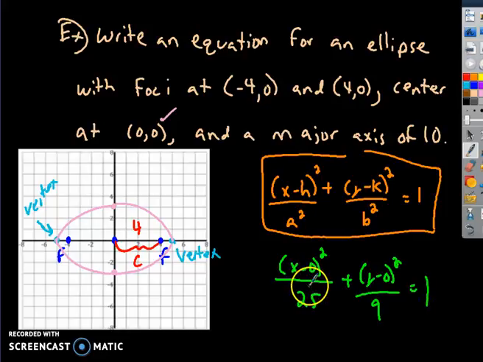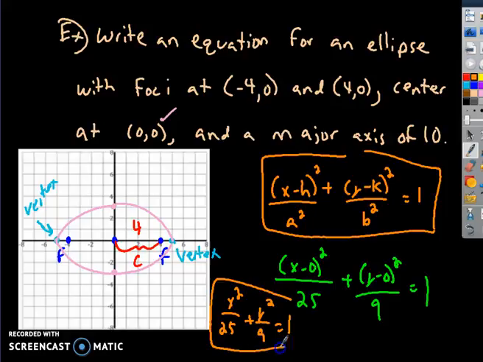Do I have to write the minus 0? No. You probably would have written x squared over 25 plus y squared over 9 equals 1. And I would like the answer better, so I'll write it this way too. So that's the equation for that ellipse.